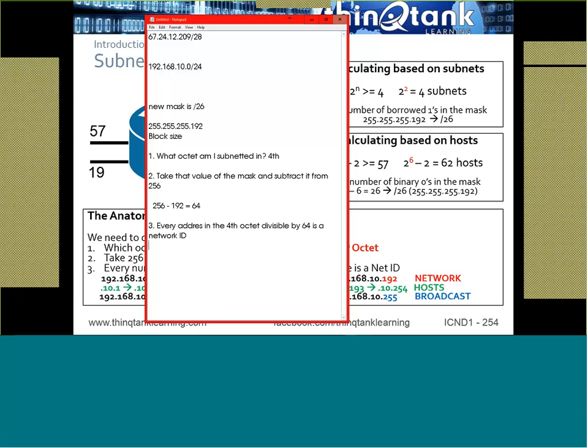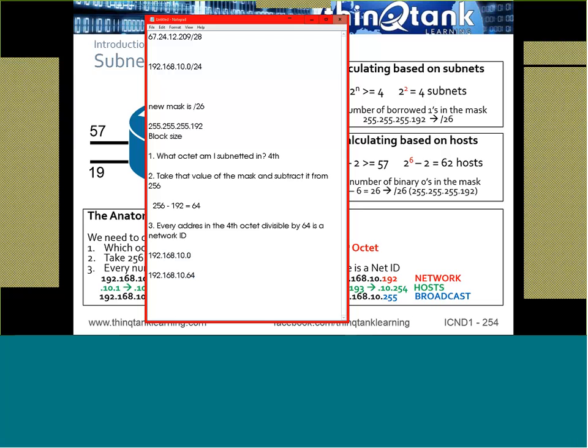What's our first network? 192.168.10.0. We always start at 0. What's my next network? Anybody? What's my next network? Every address divisible by 64 is a network ID. So, 192.168.10.65? No. 64. 192.168.10.64. 65 is not divisible by 64, at least not as a whole number.